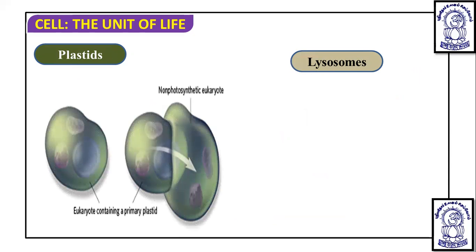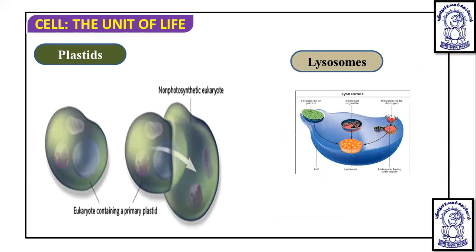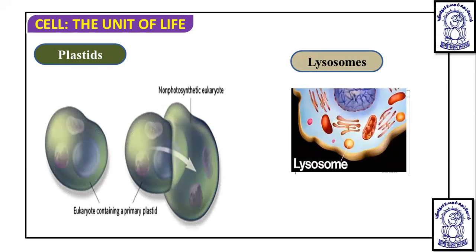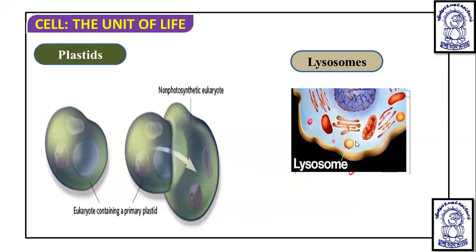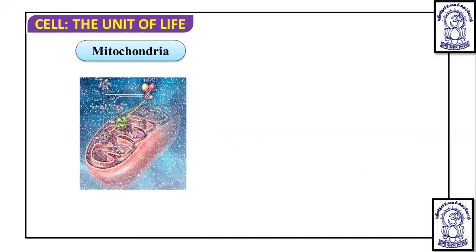Then lysosomes are there. In lysosomes, it is a single membrane bound structure. It is going to look like this. See, the lysosome is labeled like this. Other organelles are also there, and this is the lysosome, a single membrane bound body. Then mitochondria, which we know is the powerhouse of the cell, which carries out synthesis of energy. It looks like this, having a double membrane.